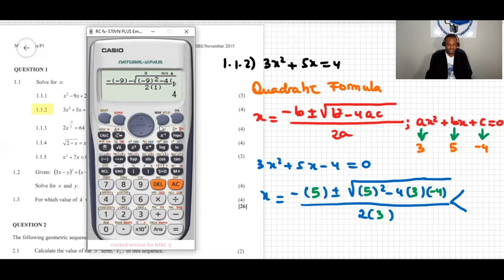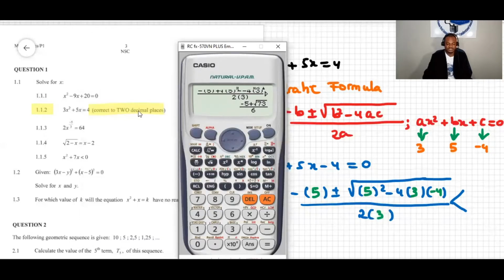Now I want to do it in my calculator. Over here in the calculator, I have negative b, so I sub in the value of b, which is 5, plus or minus square root of b squared, so 5 squared, minus 4a, a is 3, and then c is negative 4, over 2a, so over 2 times 3. And as it is, if I press equals, you see it gives me this answer in surd form. The question says correct to certain decimal places, as the question implies.